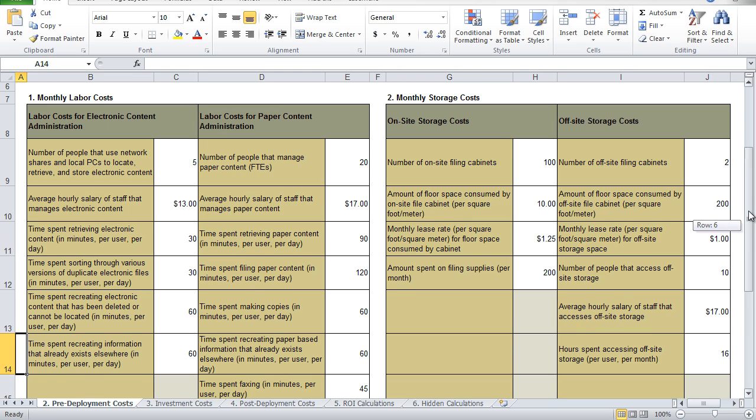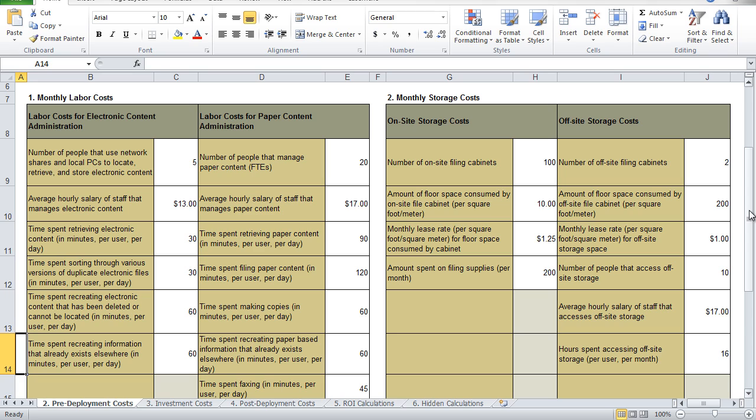Going on to section 2, the monthly storage costs. For them, they had quite a lot of on-site file cabinets and actual physical storage across their, I think, 3 or 4 locations here in California. And they said they had about 1,000 or so square feet. This is more or less the cost that they were spending on that, as you can see here.